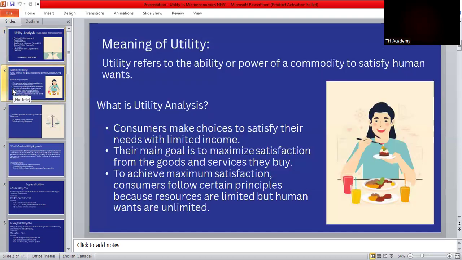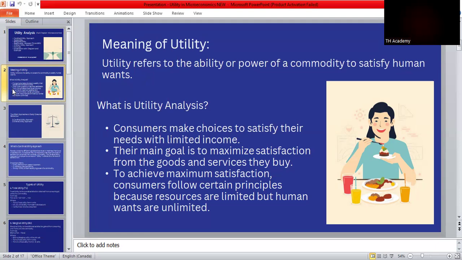So, utility simply means the ability of a good or service to satisfy human wants. In other words, it's how much satisfaction or happiness you get from consuming something. Now, what is utility analysis? Every day, consumers make choices about what to buy, but we all have limited income. So, the goal is simple: to get the maximum satisfaction from the goods and services we purchase.